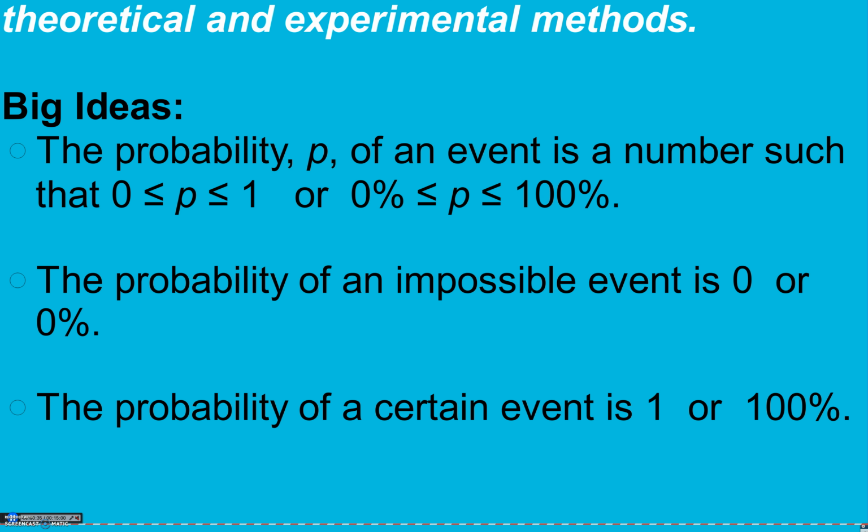The probability of an impossible event is 0 or 0%. If it's impossible, it can't happen. There's a 0% chance that it will. The probability of a certain event is 1 or 100%. If we know for sure it's going to happen, 100% of the time it will, which is a probability of 1.